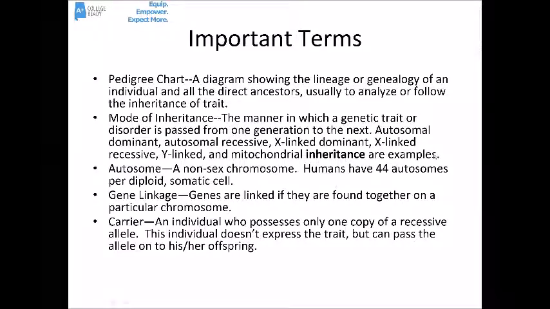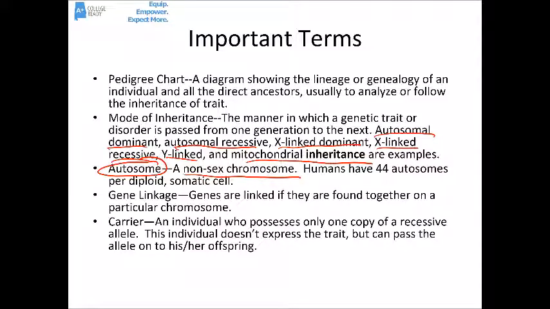All right, so last time we started talking a bit about pedigree charts. And we know that pedigree charts show us lineages. They show us how traits are passed from generation to generation. And oftentimes from a pedigree chart, we can determine the mode of inheritance of a trait. How is it passed? We talked very briefly last time about several different modes of inheritance: autosomal dominant, autosomal recessive, X-linked dominant, X-linked recessive, Y-linked, and mitochondrial. Remember that an autosome is a non-sex chromosome.